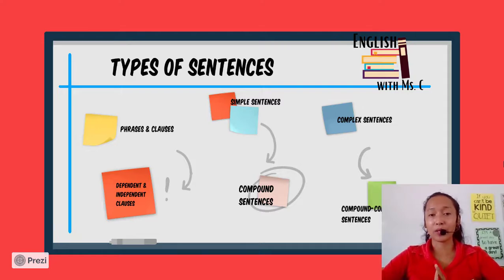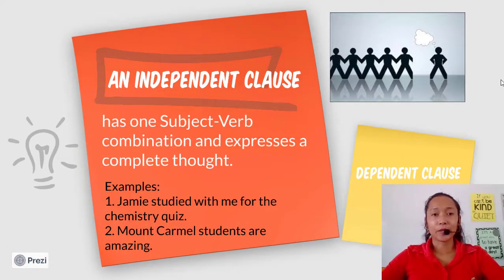That means that both dependent and independent clauses contain a subject and a verb. Let's take a look at what actually makes them different. Here's the meaning of an independent clause. It says, an independent clause has a subject-verb combination and expresses a complete thought. Because it's a clause, it must have a subject and also a verb. What makes it unique is that an independent clause expresses a complete thought. That means it can stand alone, it's a sentence, it has subject, verb, and a complete thought.